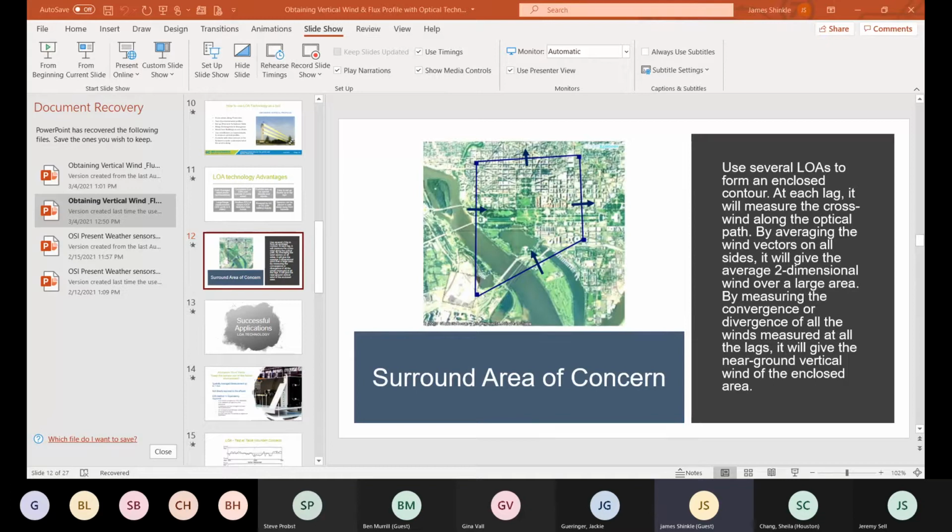When I was talking about surrounding an area of concern, when you use several LOAs to form an enclosed contour, at each leg, it'll measure the crosswind along that optical path.